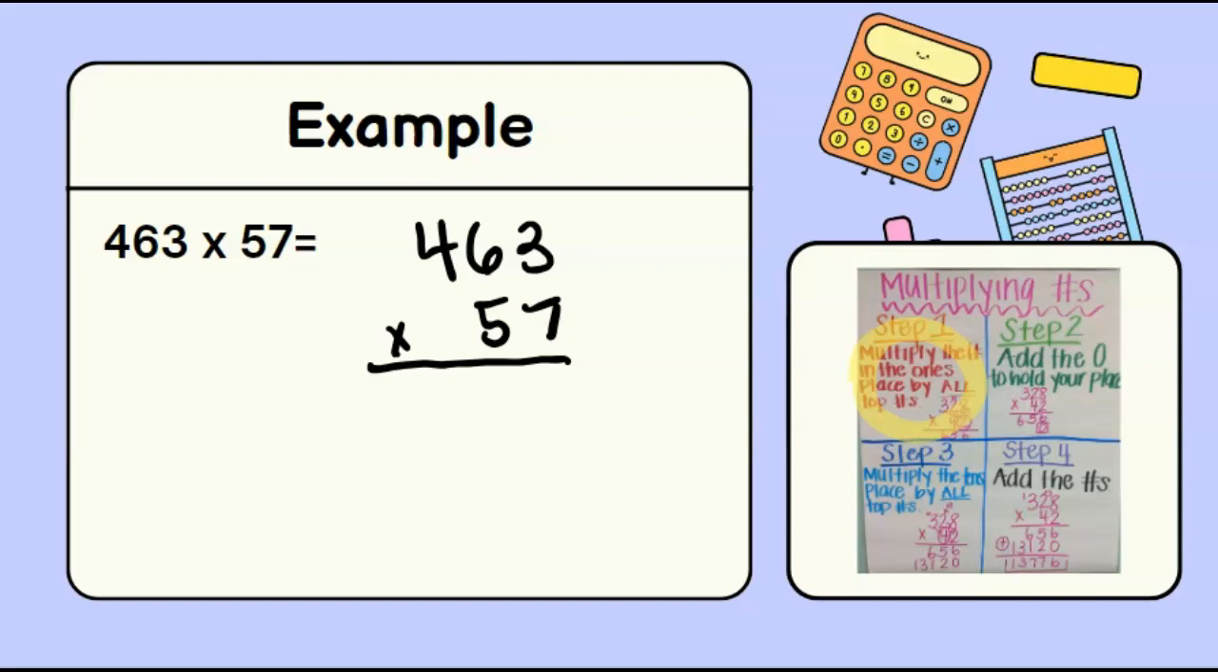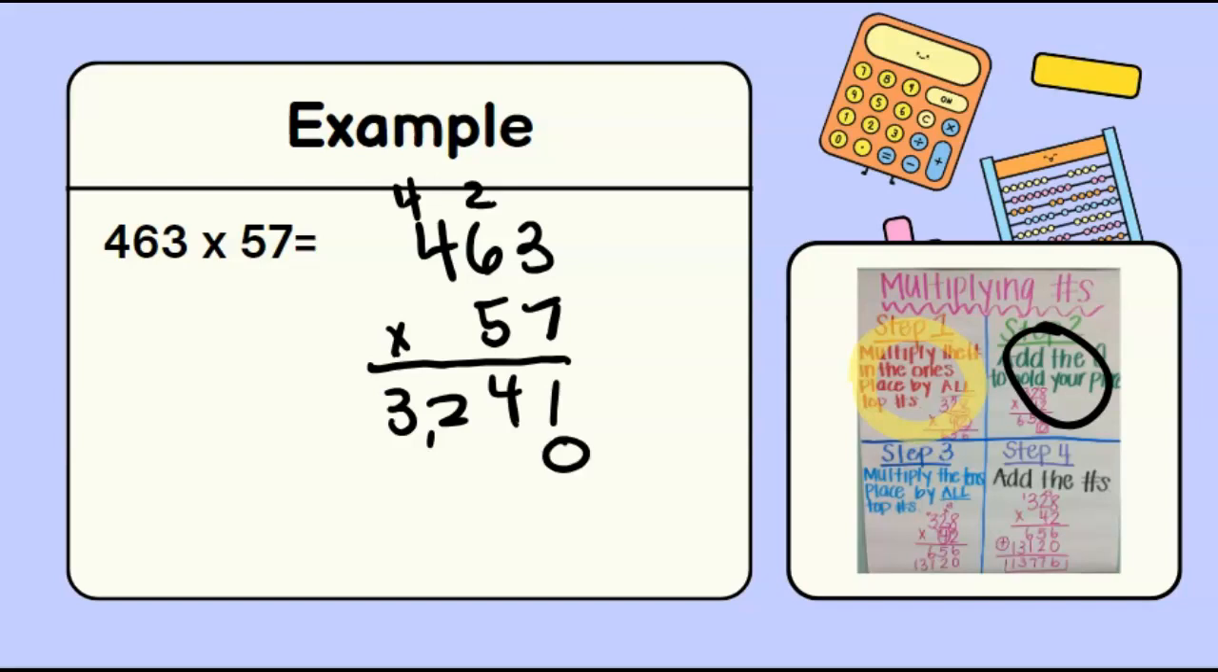So I know 7 times 3 is 21. Bring my 1 down, carry over my 2. 7 times 6 is 42 plus 2, and that's going to give me 44. Carry my 4 down, bring my 4 over. And then I have 7 times 4 is 28 plus 4 is 32. I have now multiplied my ones place, so I'm going to move on to step 2, add my 0 as my placeholder.